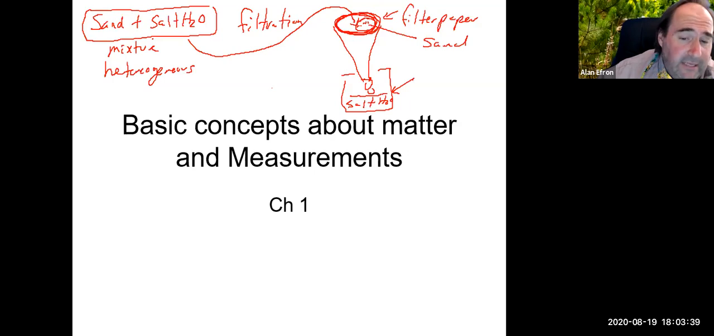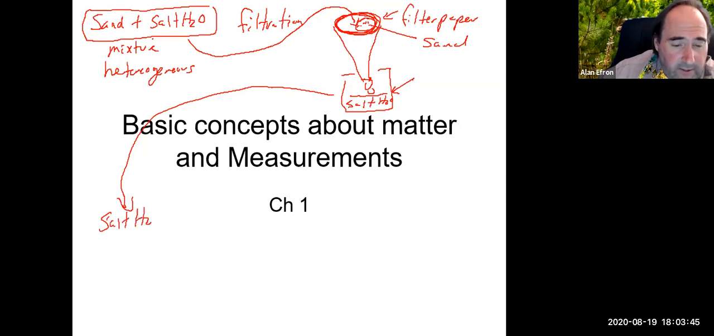Now we could actually take the salt water, which, if that's the only thing we have left, is a homogeneous mixture. And we could separate out this salt water and get back our original components as well. If we take the salt water and put it into a container.